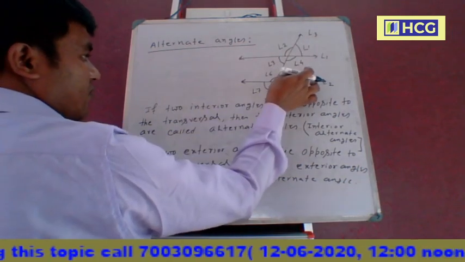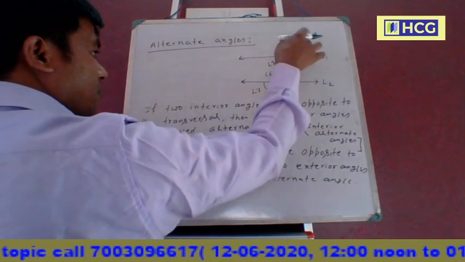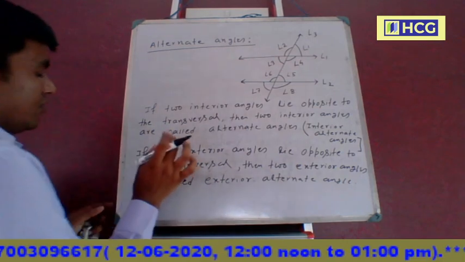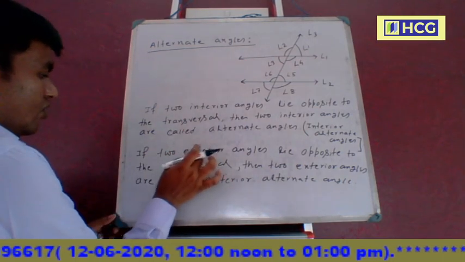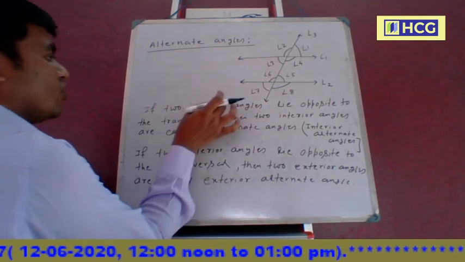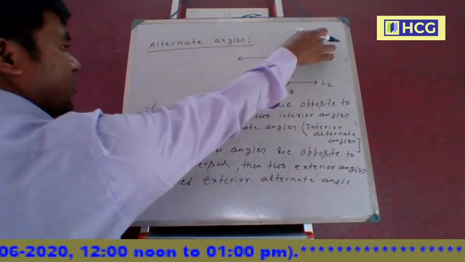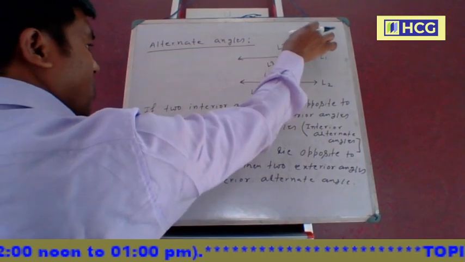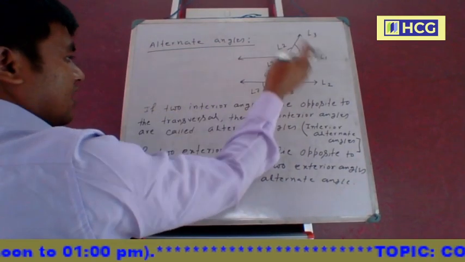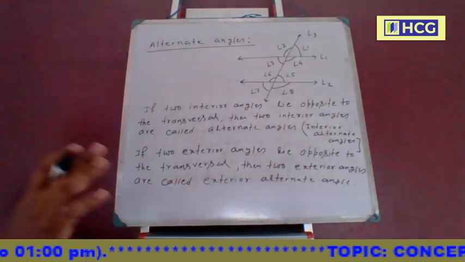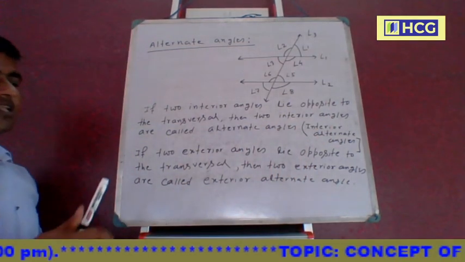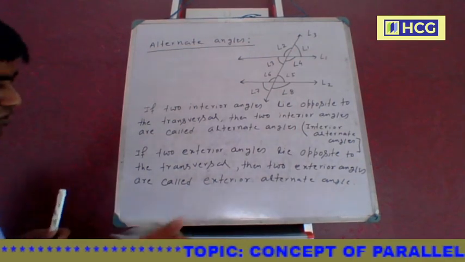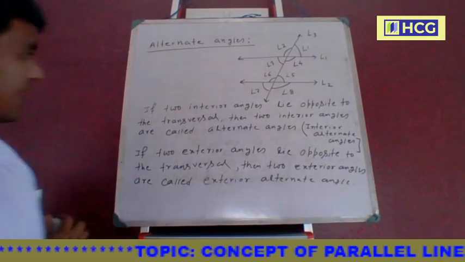Angle 1 and angle 5 are corresponding angles, and these two angles are not adjacent. In the definition we introduce a term: in corresponding angles, of two non-adjacent angles, one exterior and one interior lie on the same side of the transversal, then the two angles are called corresponding angles. Corresponding angles and alternate angles are not adjacent angles. And alternate angles also have a property.